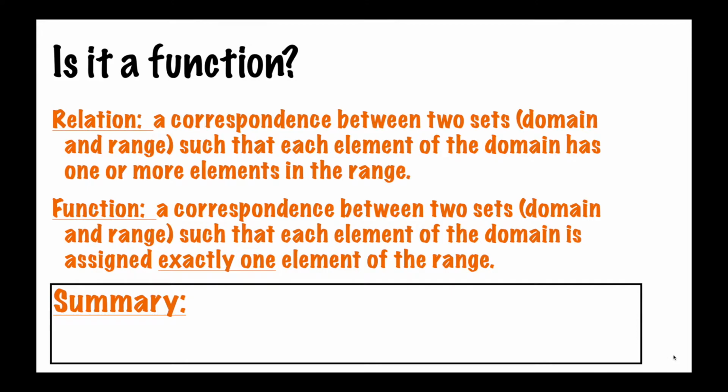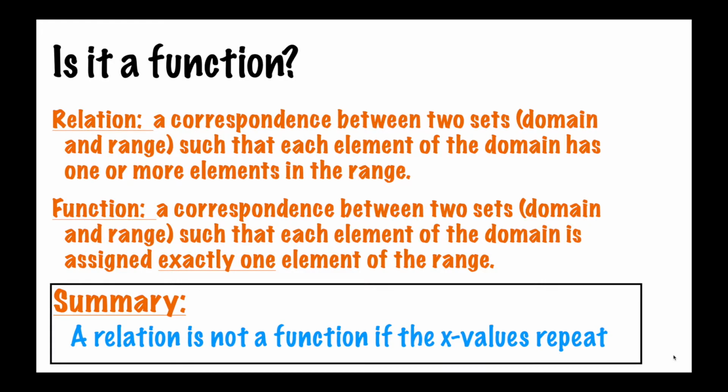So a relation is a correspondence between two sets, including a domain and a range, such that each element of the domain has one or more elements in the range. And a function is a correspondence between two sets, so it starts out the same way. But then this one is a little different because it says such that each element of the domain is assigned to exactly one element in the range. Now, to summarize that, what we want to remember here is that a relation is not a function if the x values repeat. In other words, the domain cannot be associated with more than one range value.